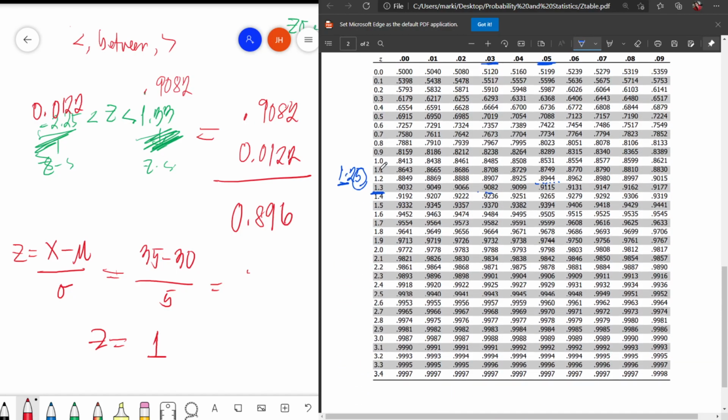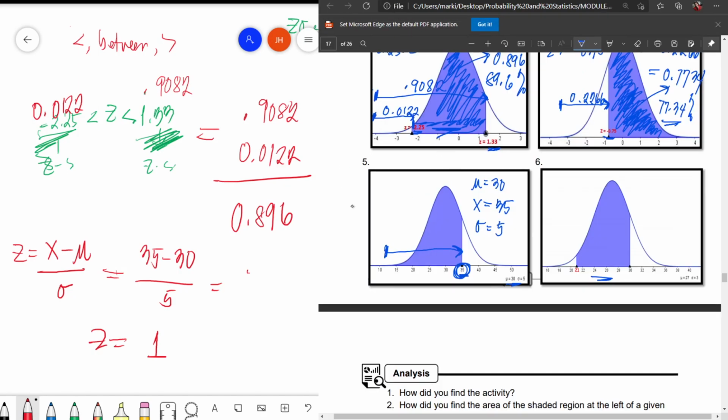1, 1, 1. There you go. 8413. So, this is the area. So, the area of the shaded region is 8413, or 84.13%.